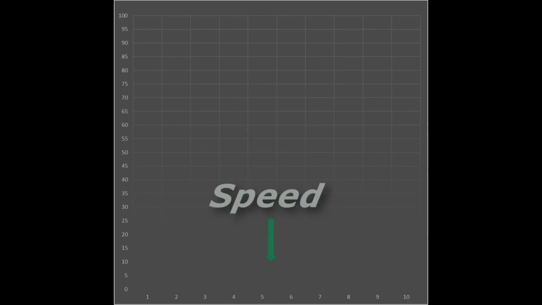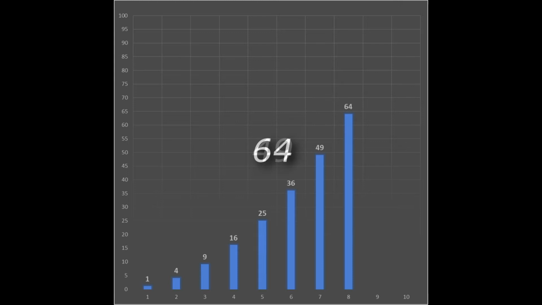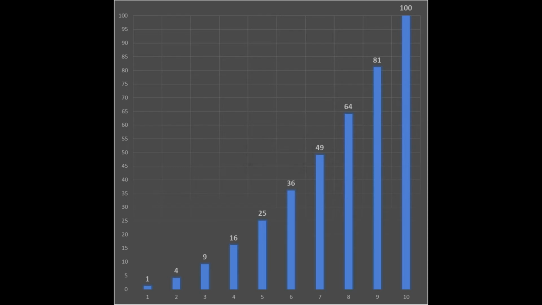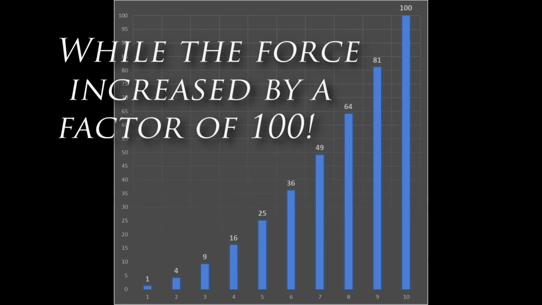Let's look at an example to see what this means. On the left we have force, and at the bottom we have speed. You'll see as you increase your speed, the force is exponentially increased. So basically we increased our speed by a factor of 10, but the force increased by a factor of 100. An easy way of showing this effect can be seen here in this video clip.